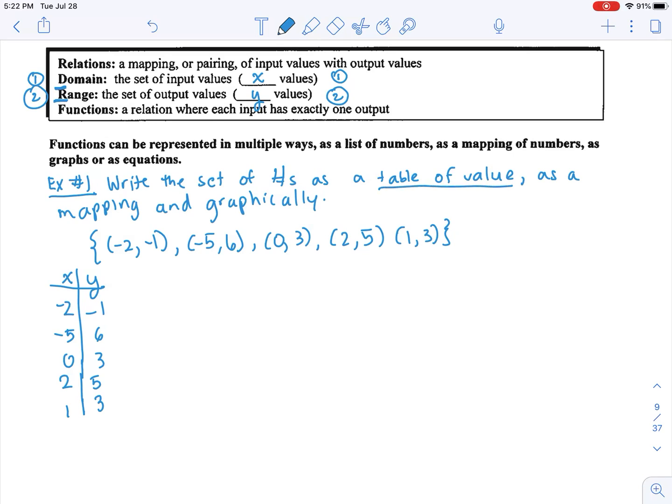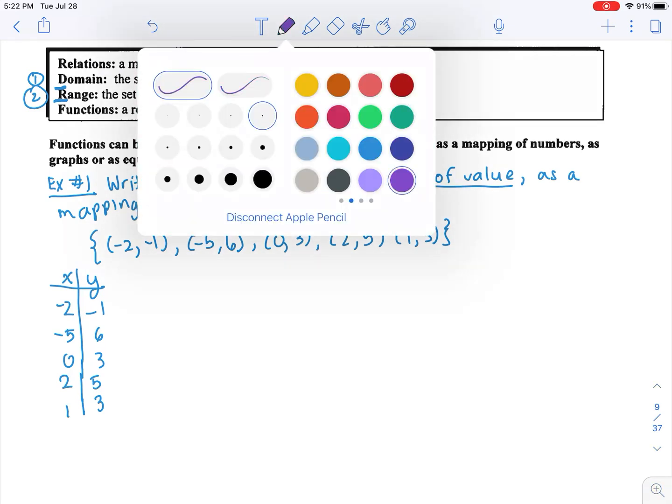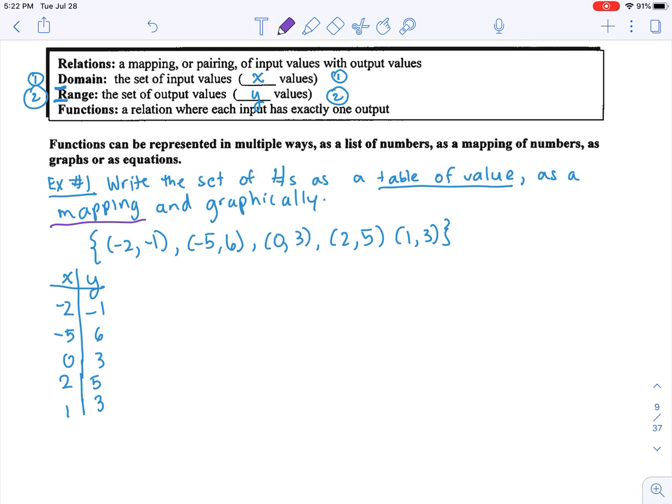Mapping, on the other hand: we did the table of values in one color, and I'm going to switch and do the mapping now in purple. For that, you draw a little bubble. You list out all of the x values in increasing order without any repetition of numbers. Same with the y's. With the y's, you'll notice there are two 3s in the original problem, which we will only list once. So it's each unique value.